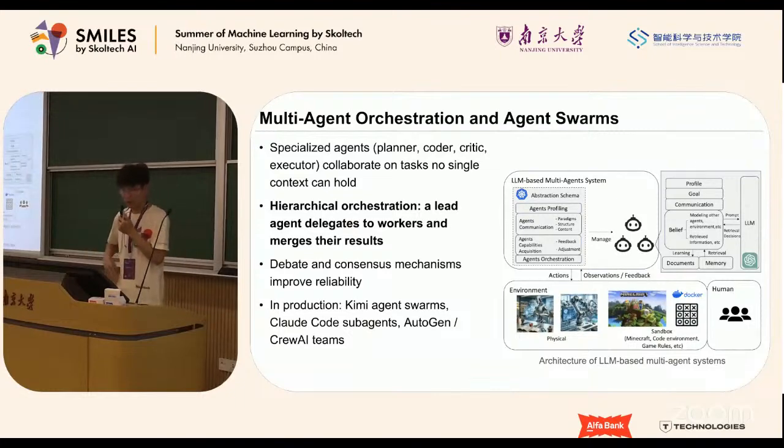As tasks grow more complex, we see a shift toward multi-agent orchestration and agent swarms. Instead of relying on a single agent, multiple specialized agents such as planner, coder, and critic collaborate on these tasks. They can be organized where a leading agent plans tasks for workers and merges the sub-agents' results, or through a debate mechanism to improve reliability. An example is shown on the right. Production examples include Kimi agent swarms, Claude Code sub-agents, and collaborative frameworks such as AutoGen and CrewAI.